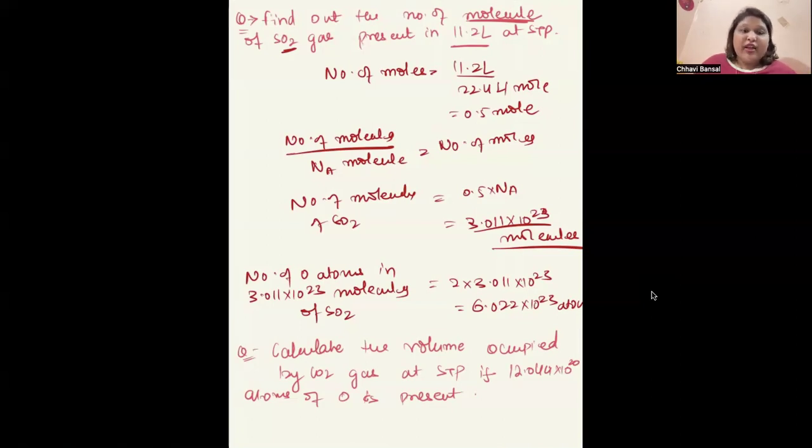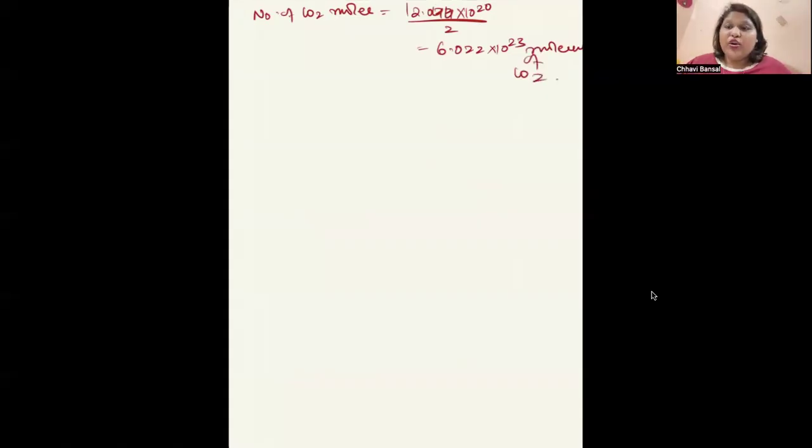Then we'll find out the number of moles, right? So in one molecule of CO2, how many oxygen atoms are there? Two oxygen atoms, right? So one oxygen atom is present in 0.5 molecule. So in this much amount of atoms, what is the number of CO2 molecules? 12.044 into 10 raised to power 20 divided by 2. This gives 6.022 into 10 raised to power 20 molecules of CO2, right? These are the molecules of CO2.